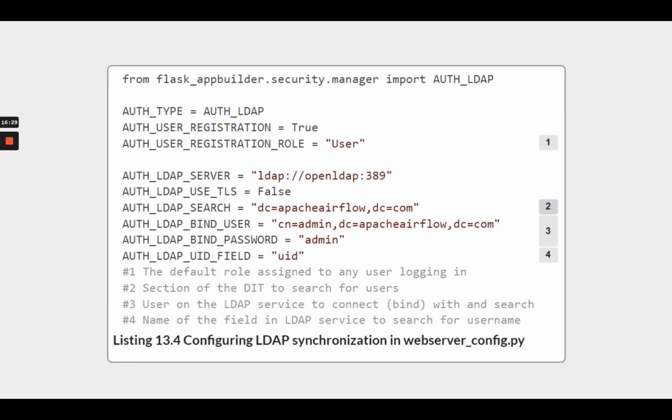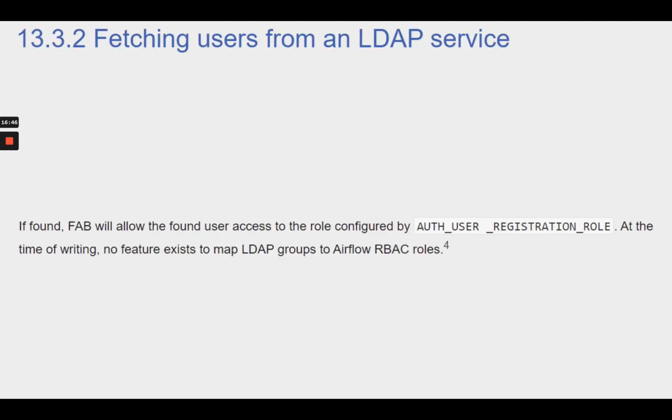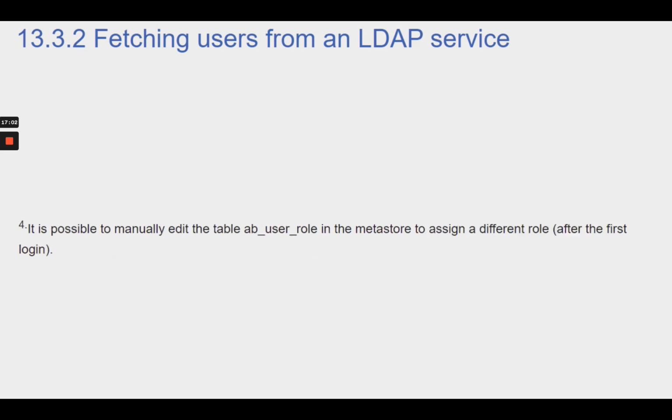LDAP authentication is supported via FAB. Therefore, we must configure it in webserver_config.py in $AIRFLOW_HOME. When configured correctly and upon logging in, FAB will search the LDAP service for the given username and password. If found, FAB will allow the found user access to the role configured by auth_user_registration_role. At the time of writing, no feature exists to map LDAP groups to Airflow RBAC roles.